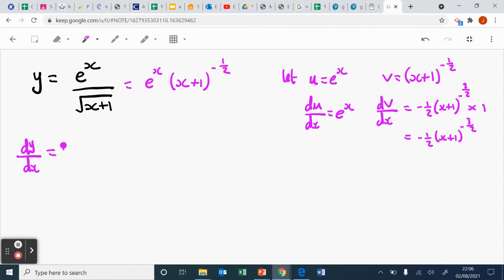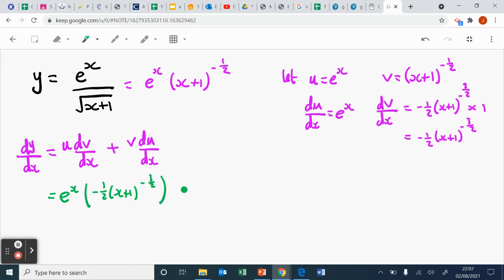Okay, and then we have that dy/dx, the product rule, is u dv/dx plus v du/dx. So u was equal to, I'm just going to change color, let's go green, u is equal to e to the power of x. dv/dx was equal to minus a half x plus 1 to the minus 3 over 2. And then v was equal to x plus 1 to the power of minus a half multiplied by du/dx, which is e to the power of x.